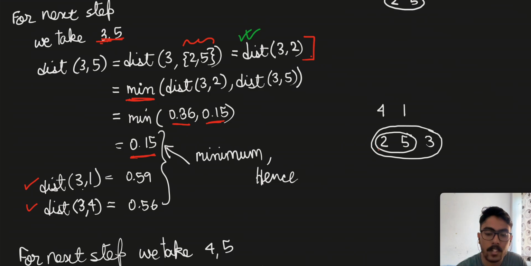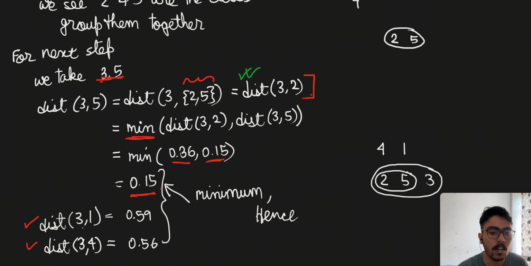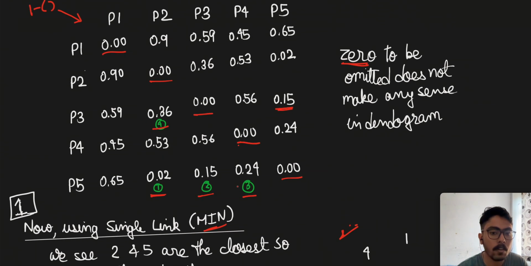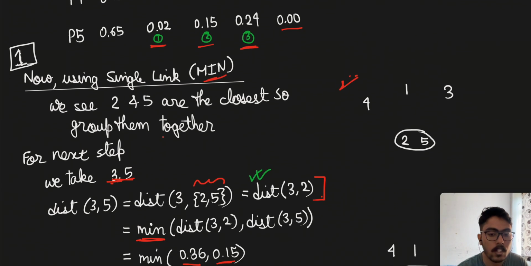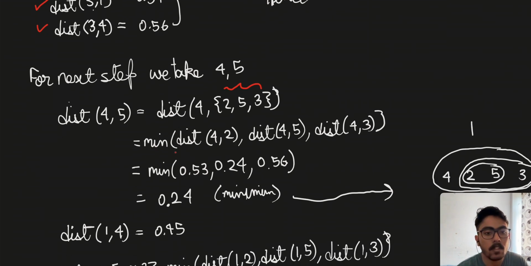Earlier 2 and 5 were in a cluster, now 3 along with this cluster forms another cluster, and it is shown like this. Now in the next step we consider 4 comma 5. Why 4 comma 5? Because 4 comma 5 comes in third, right? So then we take distance 4 comma 5, which is distance of 4 comma 2, 4 comma 5, 4 comma 3, because now this 3 acts as a cluster. So it will be minimum of distance 4 comma 2, distance 4 comma 5, distance 4 comma 3, right?